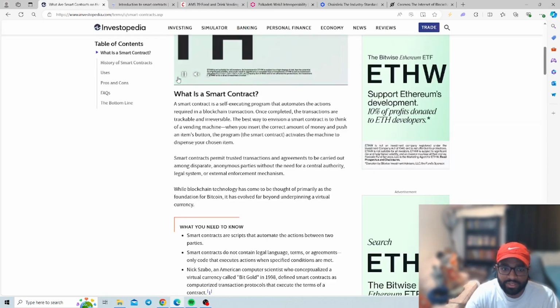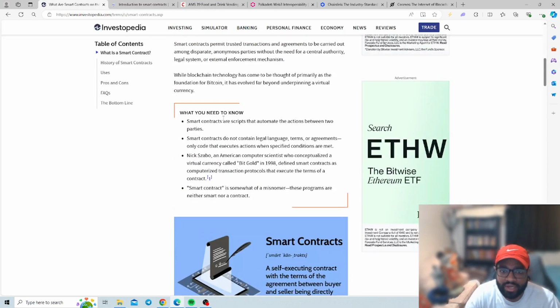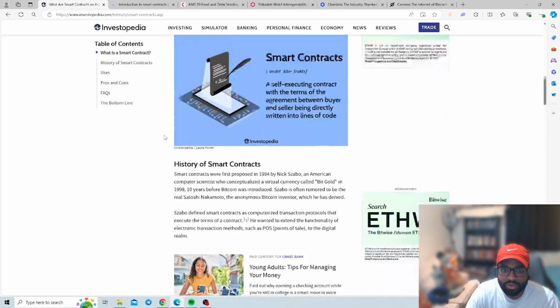But let's keep reading into this article. Smart contracts are scripts that automate the actions between two parties. Smart contracts do not contain legal language, terms, or agreements, only code that executes actions when specific conditions are met. Nick Szabo, an American computer scientist who created a virtual currency called BitGold in 1998, defined smart contracts as computerized transaction protocols that execute the terms of a contract. Smart contract is somewhat of a misnomer. These programs are neither smart nor a contract.